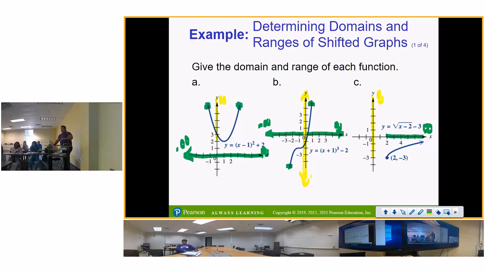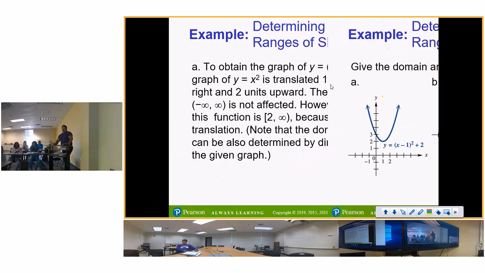Okay, what is the domain? Bracket 2 to infinity. And then what is your range? Bracket negative 3 to infinity. Capiche? Y'all feel good about yourself? Pendleton and Easley don't say anything, so we'll just take them at their word.